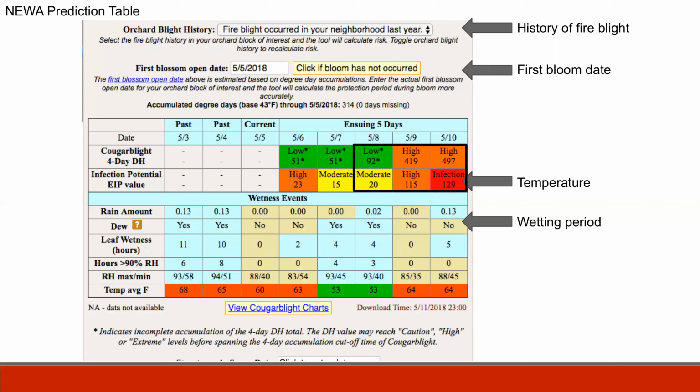And risk is shown as different colors, which makes it easy for the grower. So if you have a green color, your risk of an infection occurring is low. If you have a yellow color, then it is moderate. Orange means that you have a high risk of an infection, and then red means that an infection will occur.